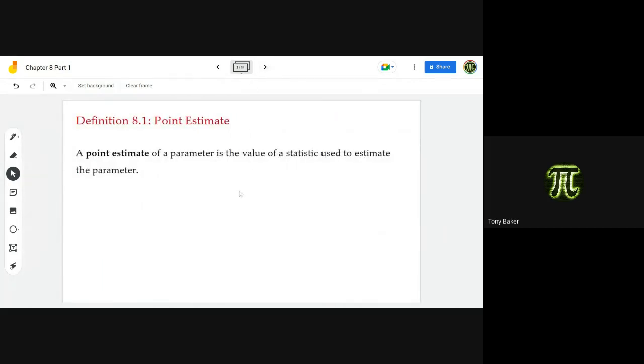A point estimate of a parameter is the value of a statistic used to estimate the parameter. So it's basically just an estimate. That's why it's called a point estimate. It's just another little definition, something that if you see it in the problem or hear about it, now you know what it means. But like I said, it's not much different than what we've already been talking about and doing.